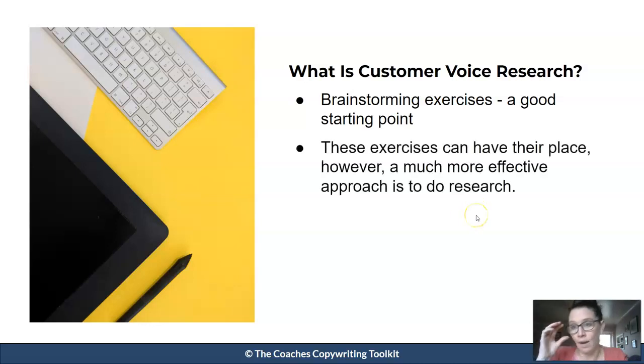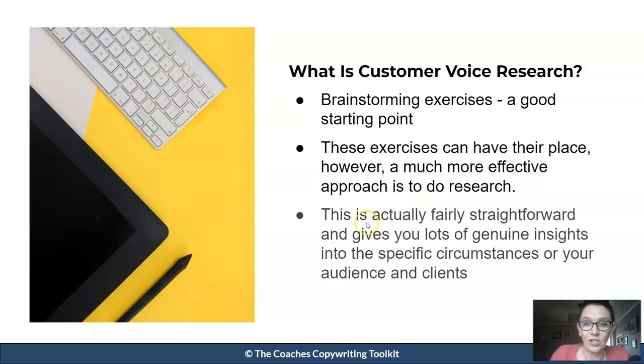A much more effective approach is to do actual research. And by that, it just means having conversations with people. It's a really straightforward thing that you can do, and it will give you genuine insights into the specific circumstances of your audience and clients, and allows you to write much better copy that's much more dialed in to what it is they need and how you can help them.